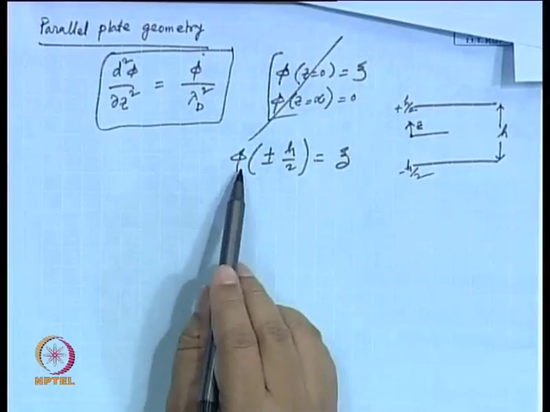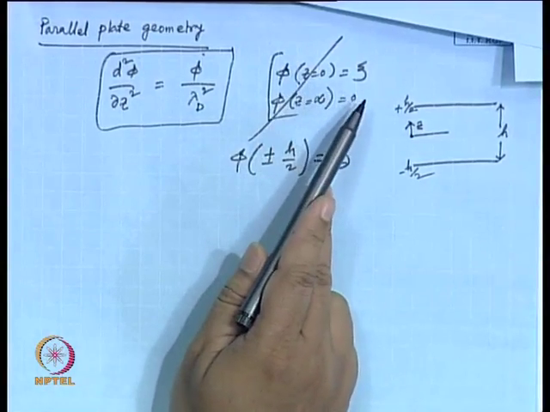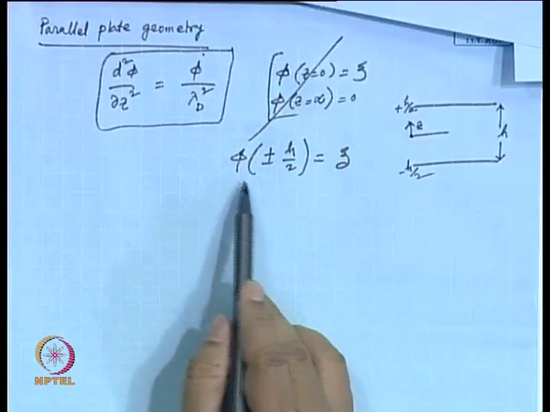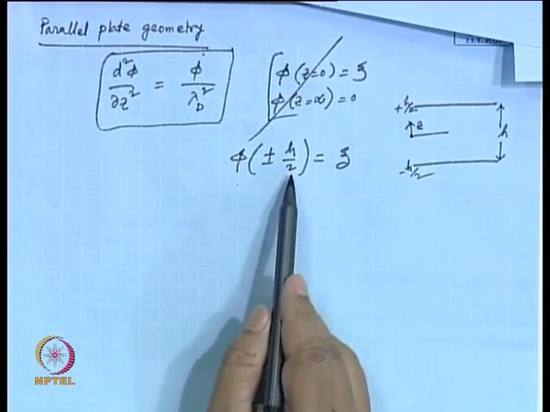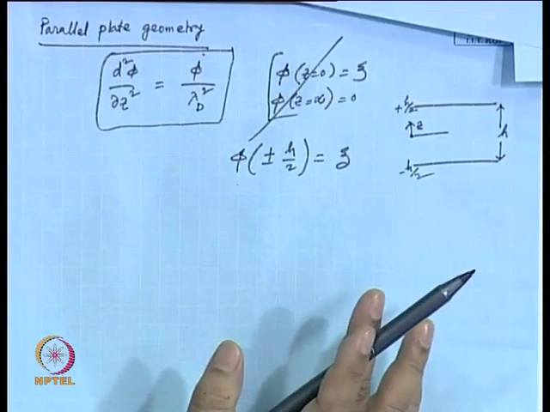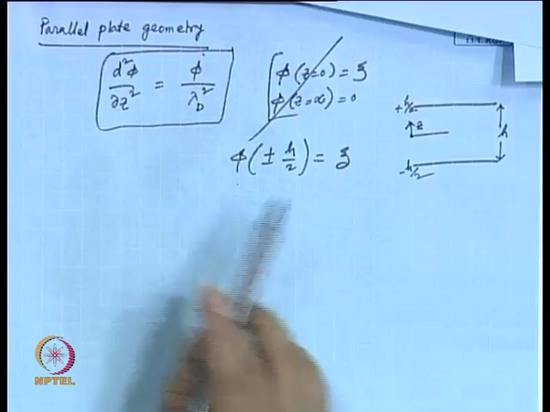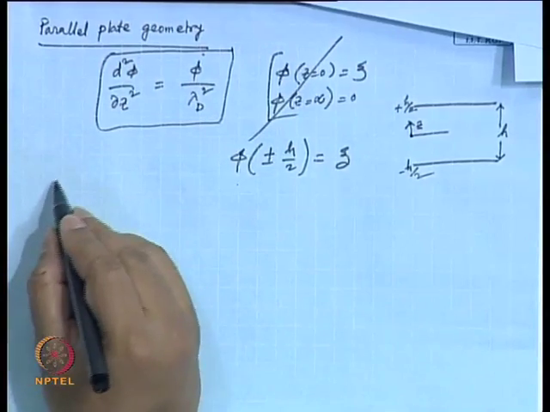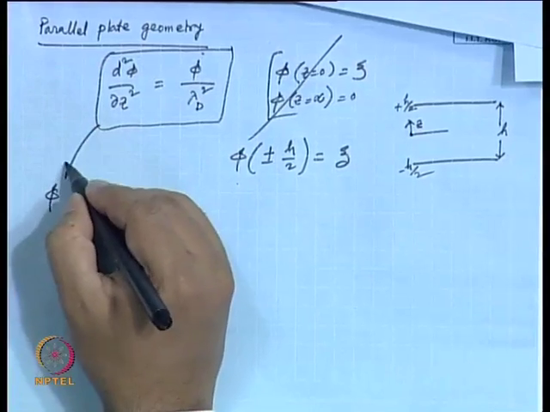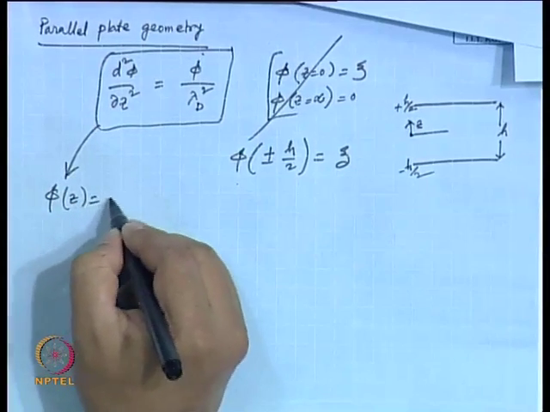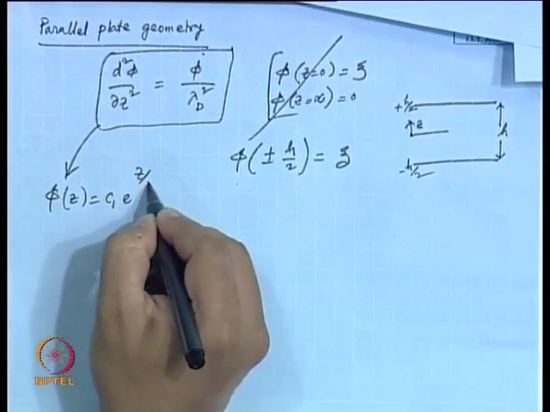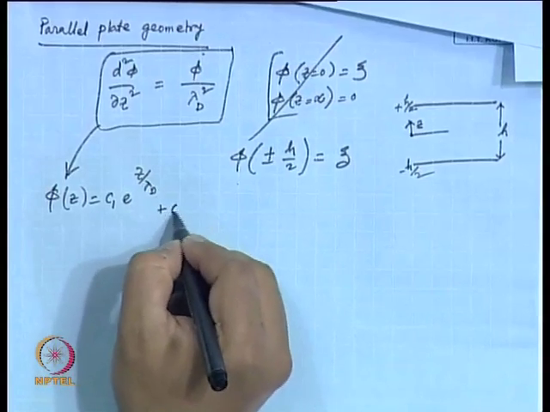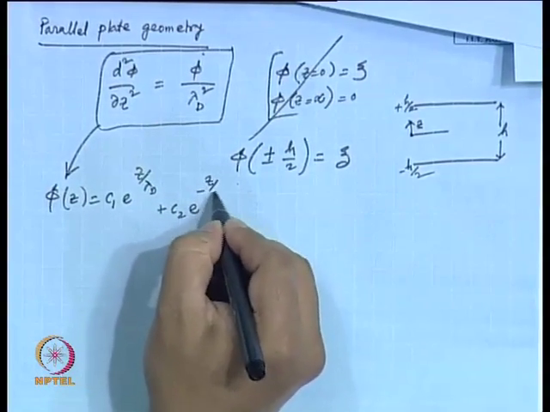So, you will write phi at z equal to 0 is zeta; you will be writing phi at plus or minus h by 2 is equal to zeta, all right, understandable. Now, if that is so, then where would be the change in this case? What was the general solution we had? Phi z is equal to C1 e to the power z by lambda d plus C2 e to the power minus z by lambda d.